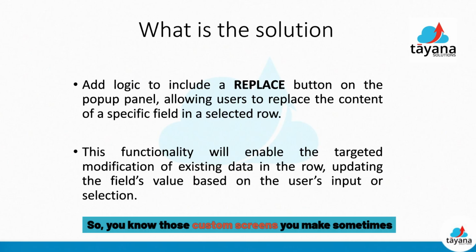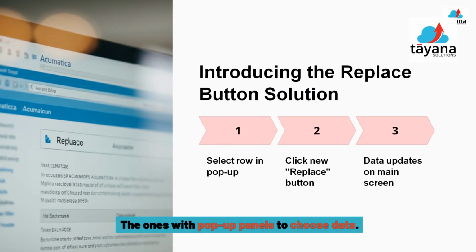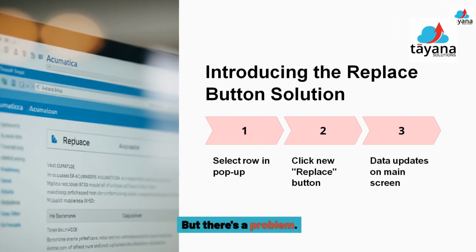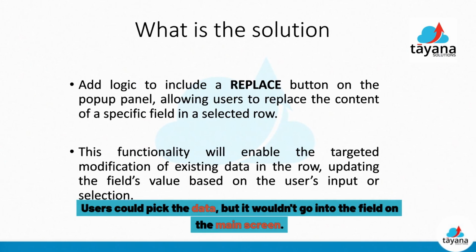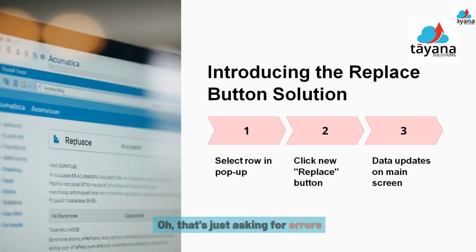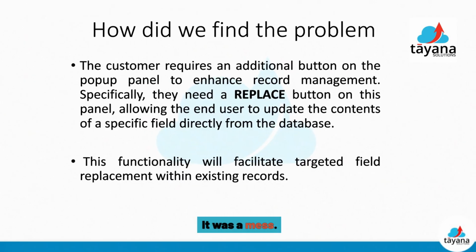So you know those custom screens you make sometimes? All the time. The ones with pop-up panels to choose data. Oh yeah, those are really common. This client had one of those, but there's a problem. Users could pick the data, but it wouldn't go into the field on the main screen. So they'd have to copy and paste it over. Exactly. That's just asking for errors. And duplicates. It was a mess.